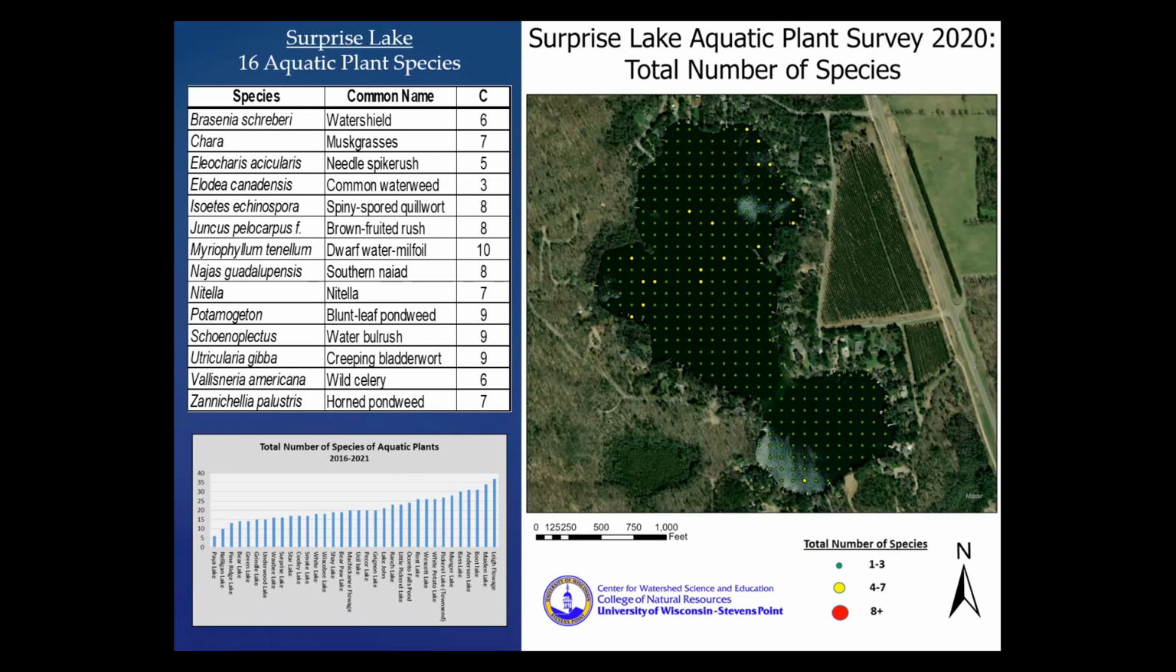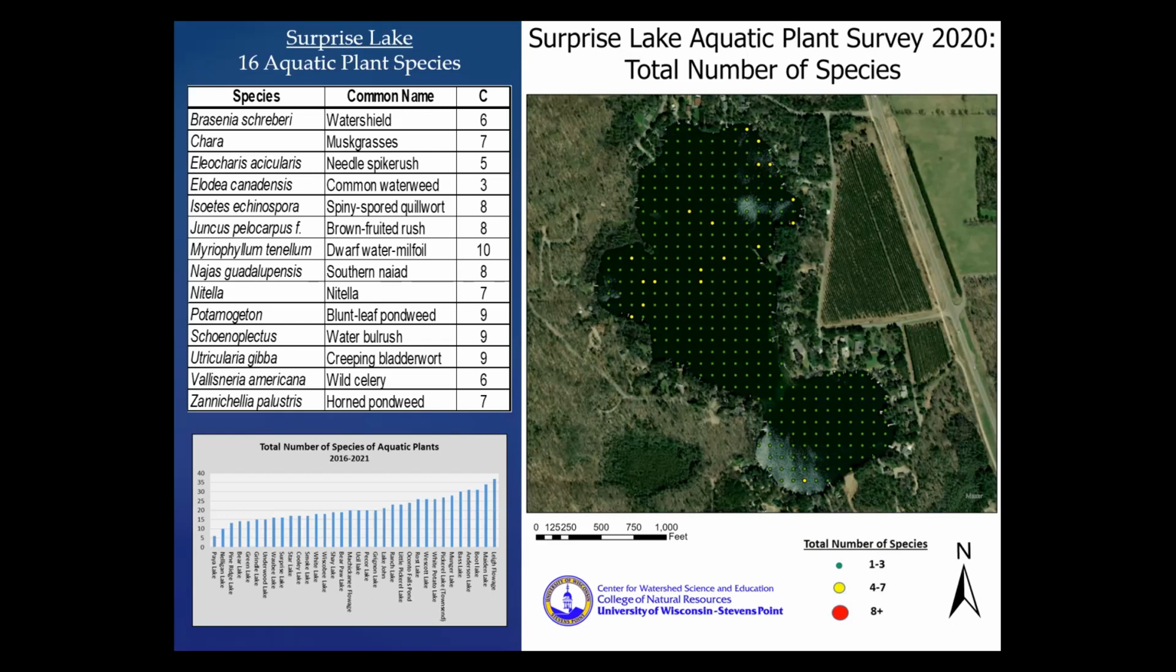You can see the variety of species we found there, and we did find dwarf water milfoil with a C value of 10. Then lower down on the list, bluntleaf pondweed 9, water bulrush 9, creeping bladderwort 9. These are all high quality aquatic plant species. So when you see a group of those in a lake, that's suggestive of a really good ecosystem, a really good habitat that exists.